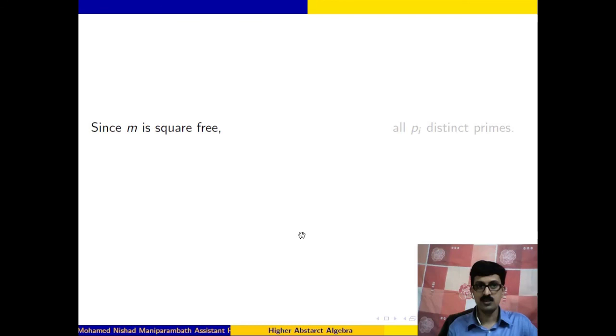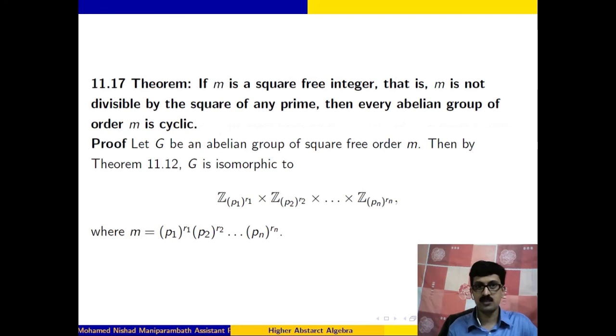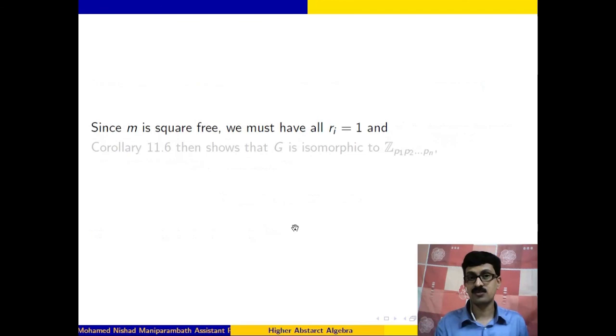Since m is square free, that means m is not divisible by the square of any prime number. So m is not divisible by the square of any prime. If r1 is equal to 2 or 3, then p1, whose square divides m, is not possible. So the only possibility is r1 equal to 1, similarly r2 equal to 1, etc., rn equal to 1. So since m is square free, we must have all ri equal to 1.